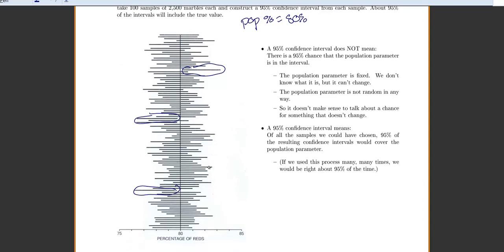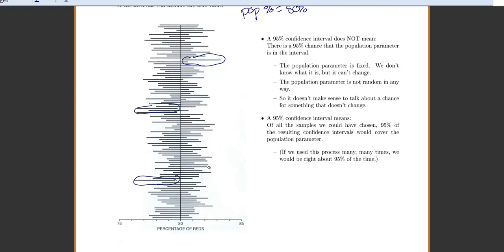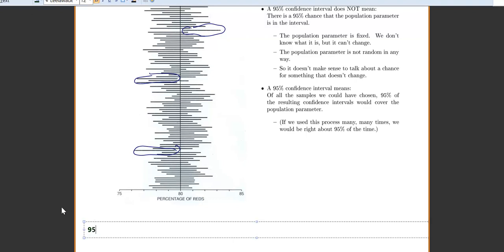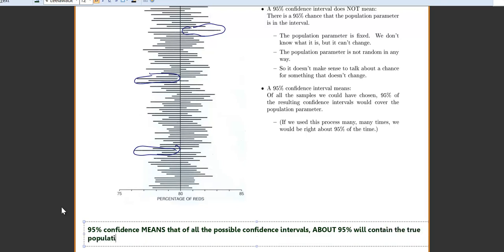So, just as our notes, remember, what does a 95% confidence interval mean? So, 95% confidence means that of all the possible confidence intervals, about, not exactly, but about 95% will contain the true population percentage. So once again, this is what a 95% confidence interval means.